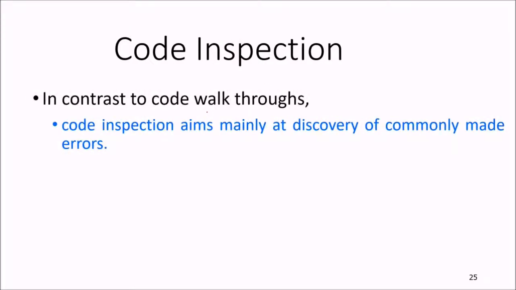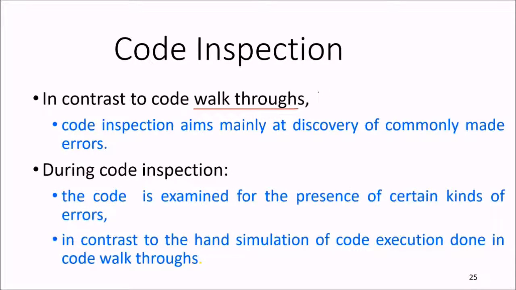Then we come to code inspection. What is code inspection? It is something different from code walkthrough. Code inspection aims mainly at discovering the commonly made errors. If you are experienced, you know what errors might be there. You have used a while loop which is not ending. This kind of error is taken up by code inspection.